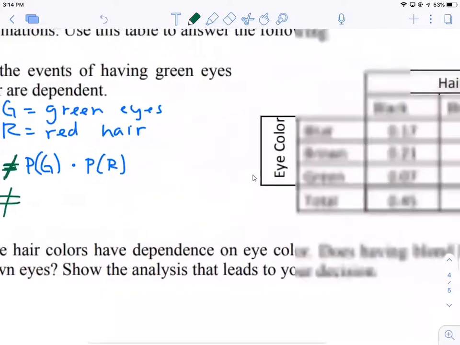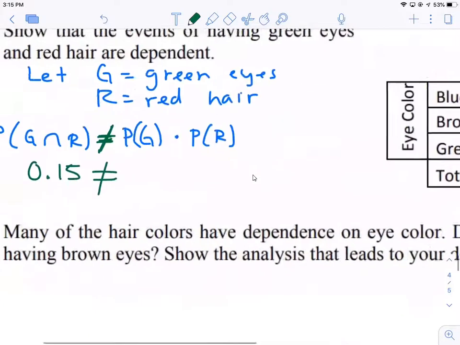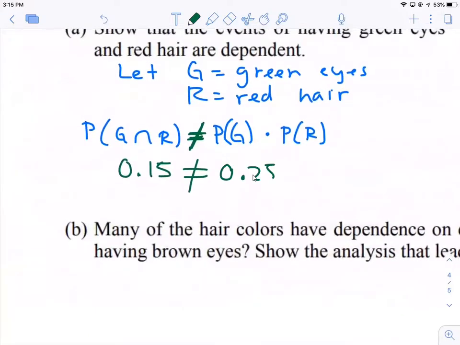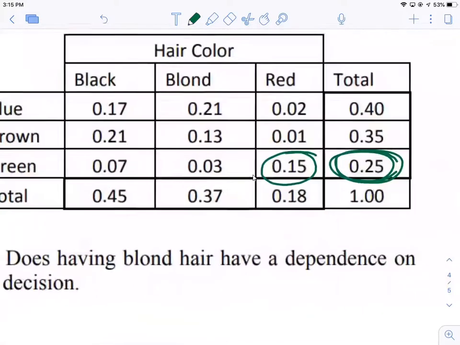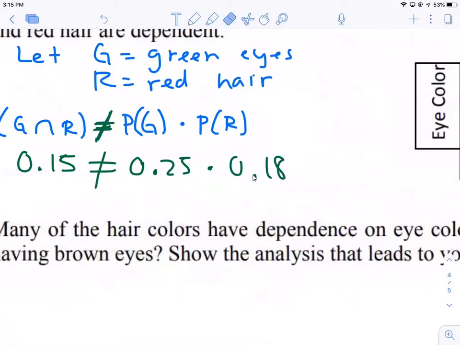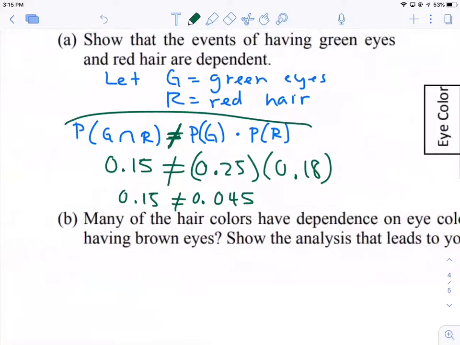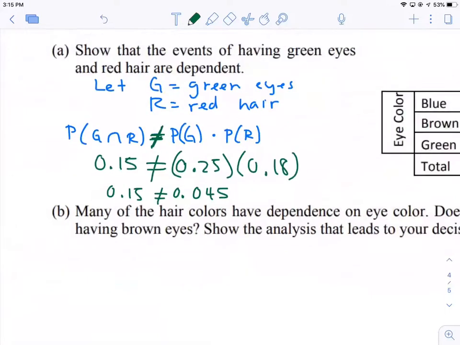And let's show that that is not equal to the probability of having green eyes, which was 25%, 0.25, times the probability of having red hair. Chance of having red hair is 0.18. I put those in parentheses. And what is 0.18 times 0.25? 0.045. Right, so we can say because this was not true, the events are dependent.